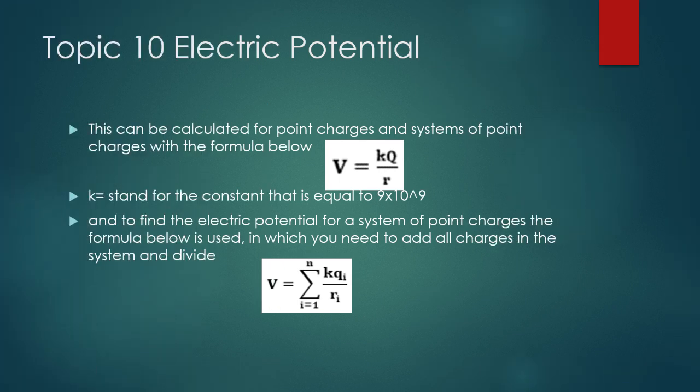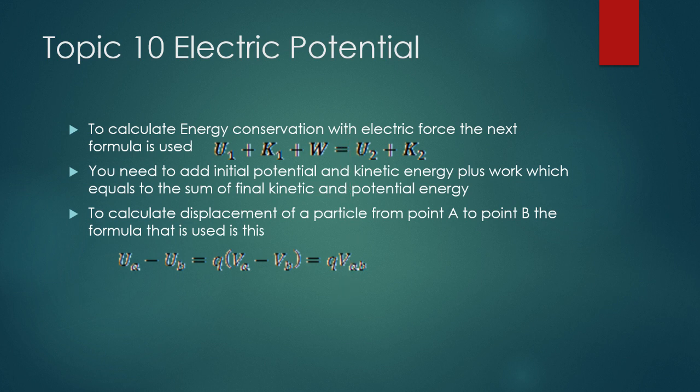Topic 10. Electric potential. This can be calculated for point charges and systems of point charges with the formula below. K stands for the constant that is equal to 9 times 10 with an exponent of 9. And to find the electric potential for a system of point charges, the formula below is used, in which you need to add all charges in the system and divide.